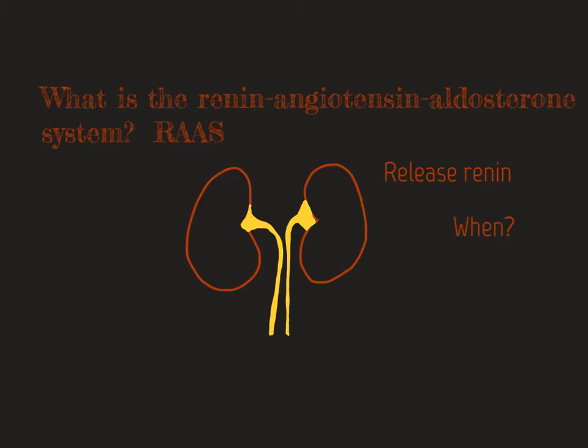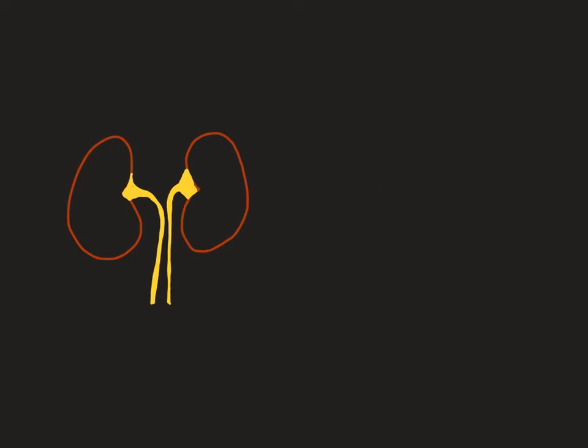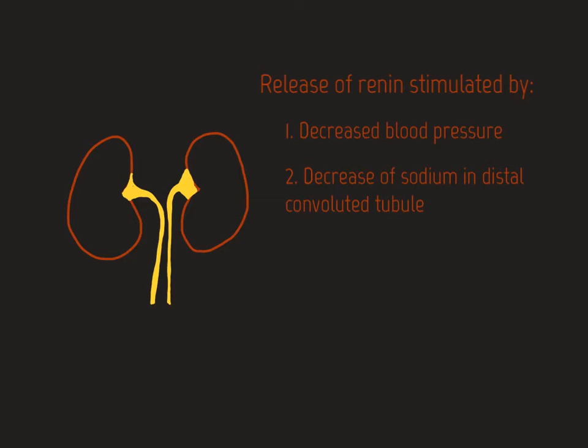But when is renin released? The release of renin can be triggered by one of three factors. First is hypotension or decreased blood pressure. This is detected by the afferent arterioles within the kidney. Another is the decrease of sodium. This would be detected in the distal convoluted tubules. And finally, by increased sympathetic nerve activation.